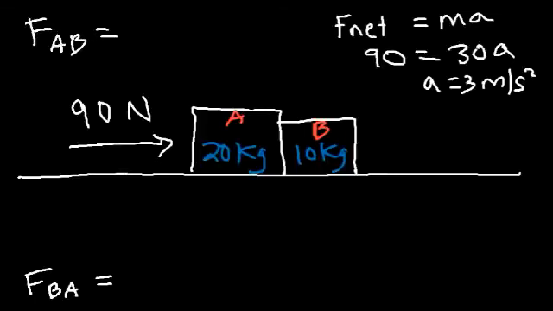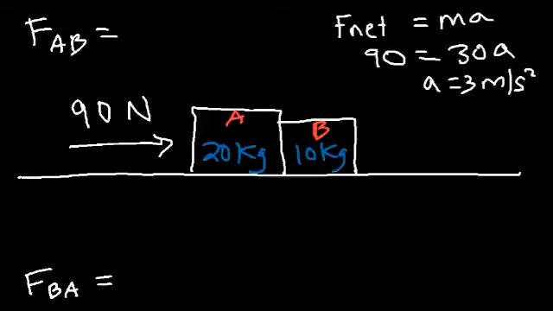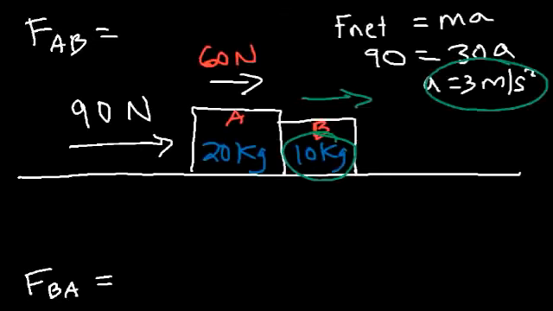Now, what's our next step? What do we have to do at this point? Our next step is to find the net force on each block. So it's going to be m times a. Let's multiply the 20 kilogram mass by 3 meters per second squared. So the net force acting on block A is 20 times 3, which is 60 newtons. The net force acting on block B is m times a, 10 times 3, which is 30 newtons.